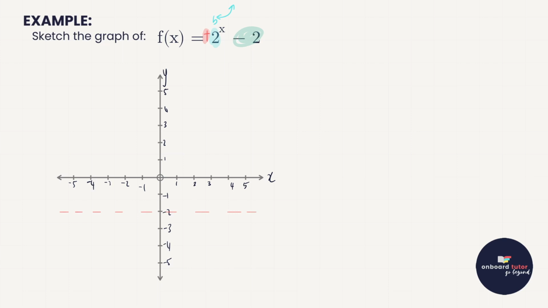Okay, so there we go. Y is equal to minus 2. Don't forget to label that. You don't want to lose any marks. Okay, and then we want to plot some points. So let's work out intercepts.